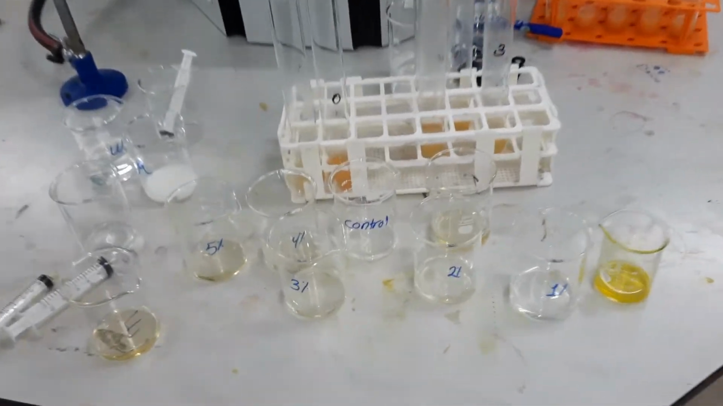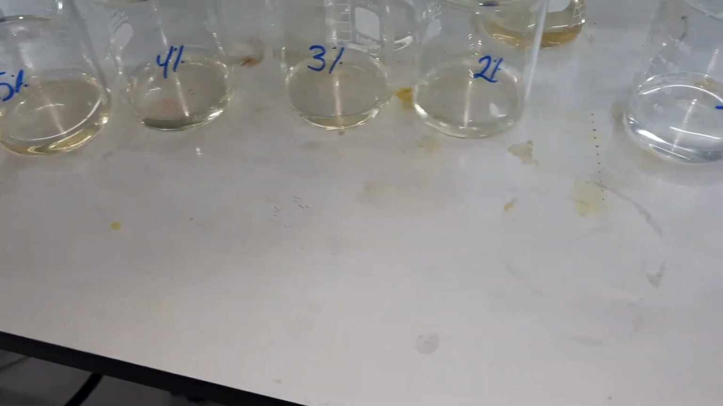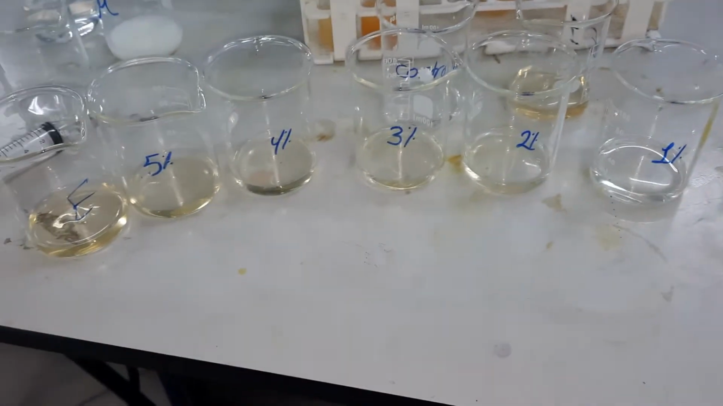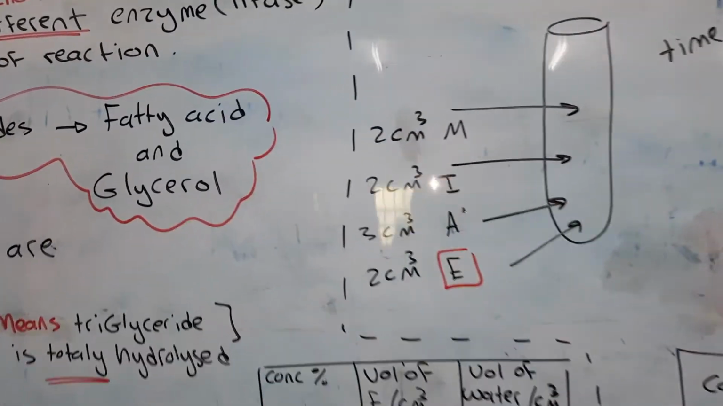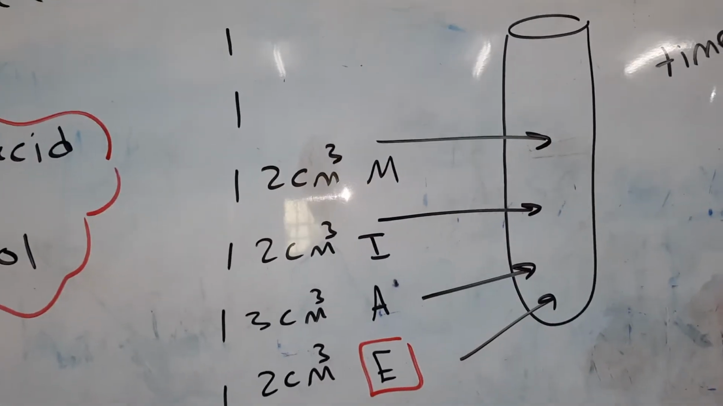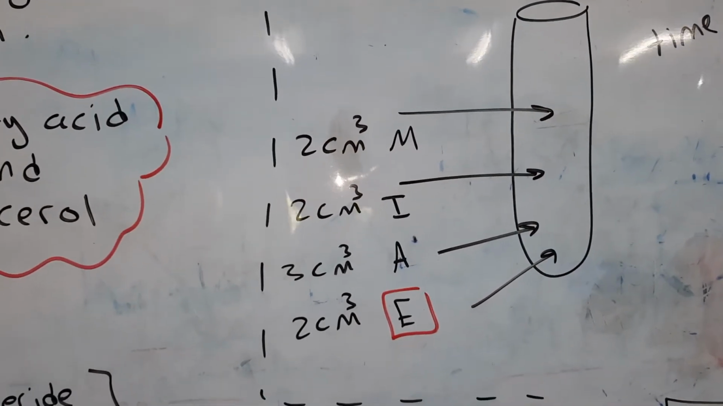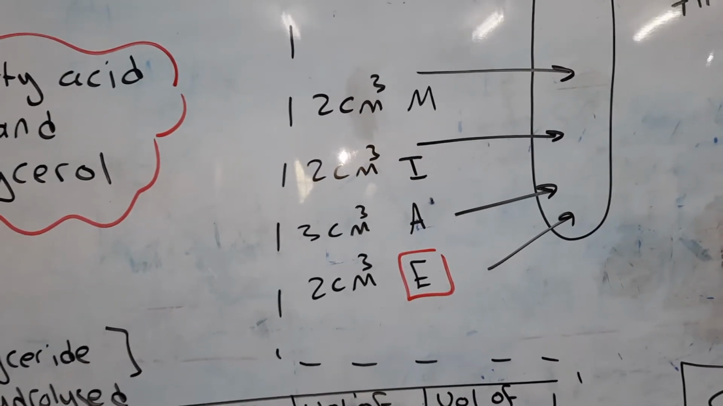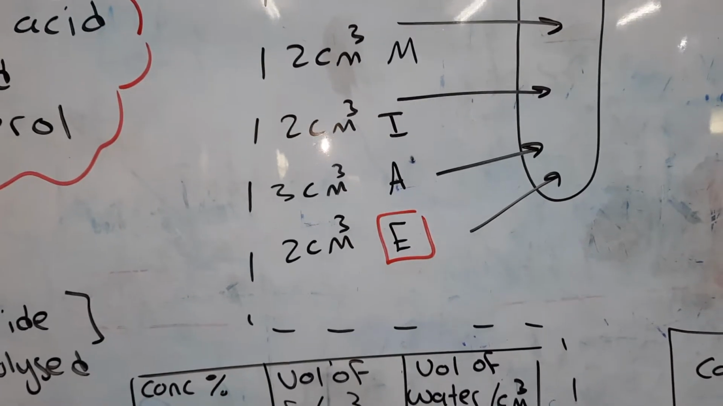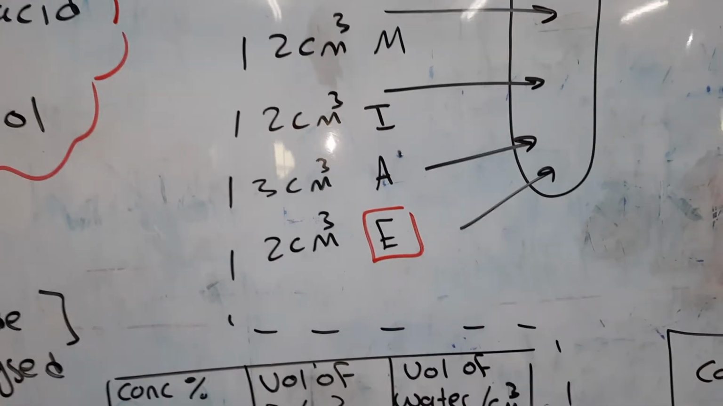Now, after you are done with making those different concentrations, what you need to do is test the effect of different enzyme concentration on the rate of reaction. In order to do that, you get a test tube and fill 2 centimeter cubic of milk. Milk in this experiment contains the triglyceride, which is the substrate of the enzyme. You're going to add 2 centimeter cubic of the indicator. You're going to add 2 centimeter cubic of solution A, which is an alkaline. And then you're going to add the enzyme.